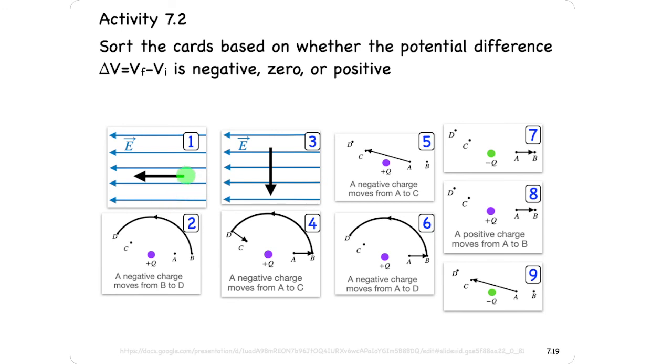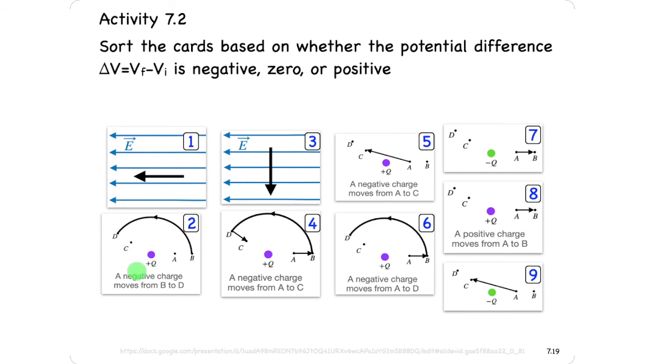We can imagine moving a particle from the right side to the left side, or from the top to the bottom. That's what this arrow represents. If you move a particle along that arrow, does its electrical potential energy, or in other words, the electric potential from the top to the bottom, does that change negative, 0, or positive? Right, so change is always the final minus the initial.